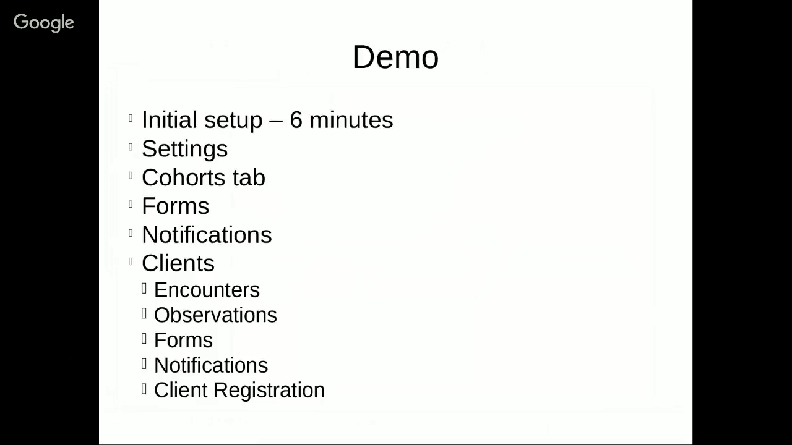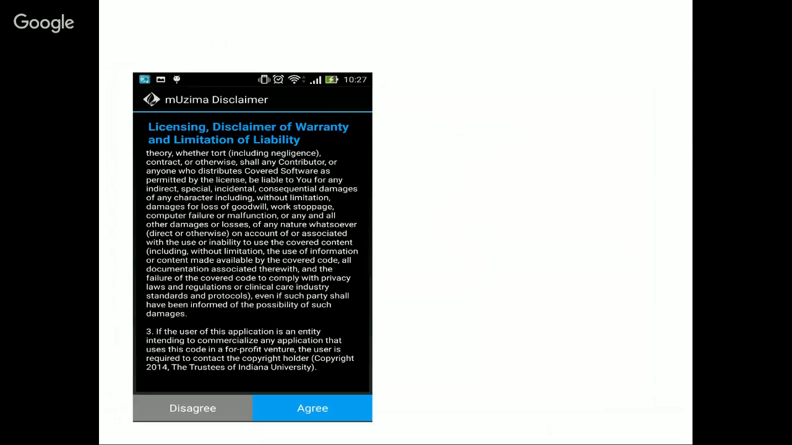Now, I'll take you through the setup process of initial installation of mUzima on the device, and then I will take you through the features offered with that device. So the initial setup process is usually done once by some technical person, and from there on, the device would be ready for use by providers who could be clinicians, could be community health workers, and so on. The first page usually is the license information that is displayed, and you must agree to it for you to proceed.